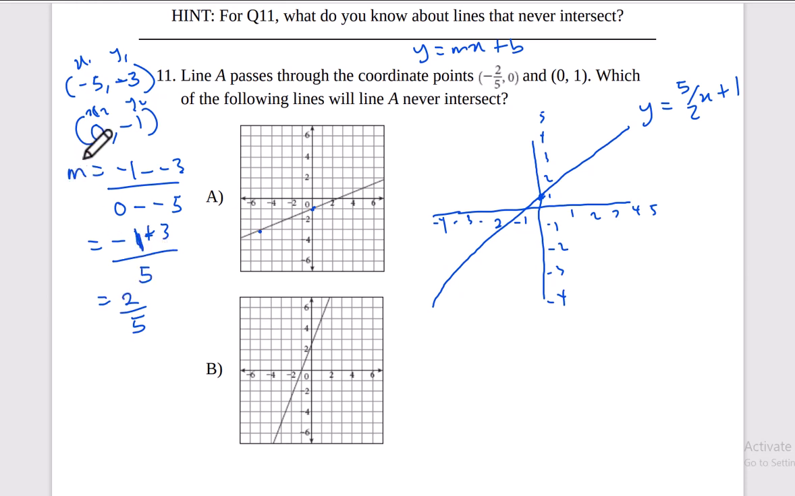Pay attention to this information. What's the slope we have here? We have 2 over 5, but that's not the slope we have here. Here we have 5 over 2. They are not the same thing. Pay attention to that.